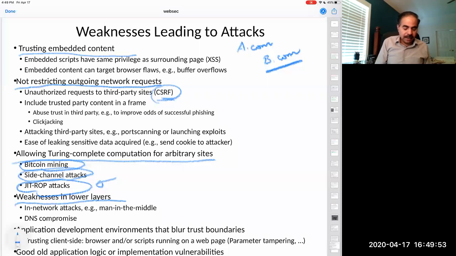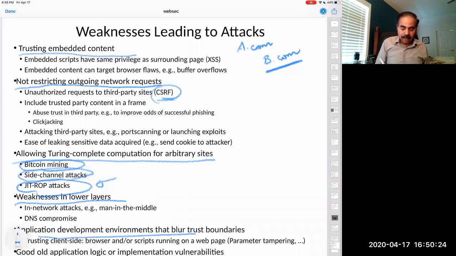And then you have weaknesses in lower layers. So in particular in the network, this is not necessarily unique to web applications, but is present for any service that operates over the network. But there are a few things that are particular, such as SSL stripping, which are very effective for web applications. So we talk about them especially.